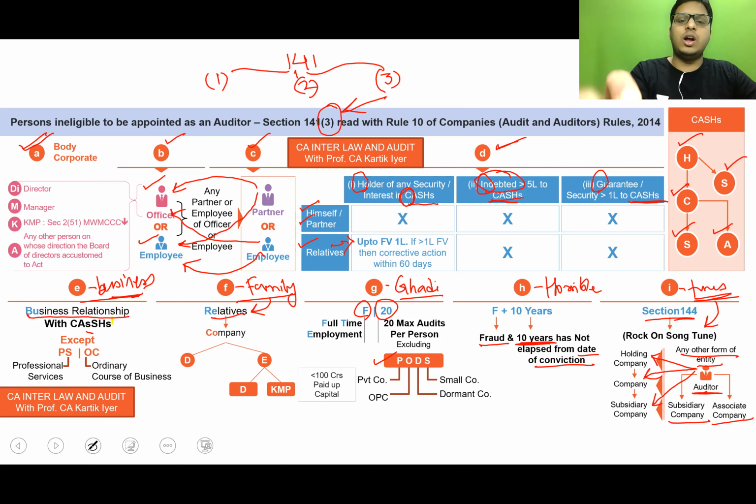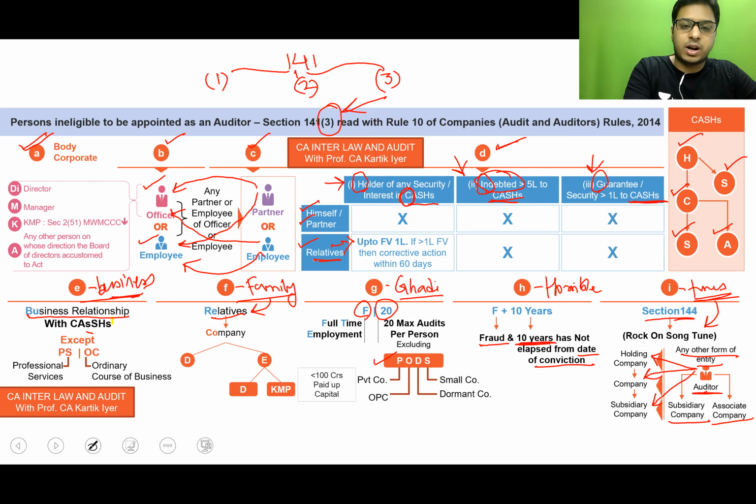Now I promised you that we are going to see one example in relation to this. This example can be verbal also. Very simple. If I'm holding shares in any company, I cannot do the audit of that company. If I'm holding shares in the holding company of one company, then I cannot be the auditor of that company because I'm the holder of shares in the holding company of that company. Clear? Next, if my partner is in the same situation, he cannot do the audit himself also.